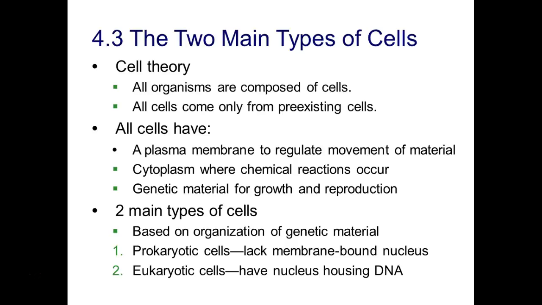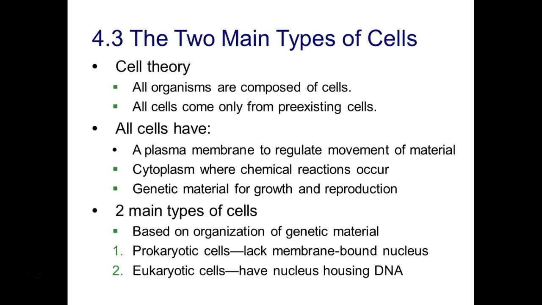Inside of the cell, there's going to be a gooey material, which is primarily water. That is called the cytoplasm, and the cytoplasm is where chemical reactions occur. We'll also find in the cell genetic material, both RNA and DNA, and that's necessary for growth and reproduction. RNA and DNA is required, as we learned in Chapter 1, in the definition of life. Remember, viruses just have RNA or DNA, never both.